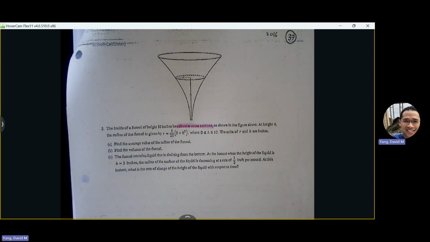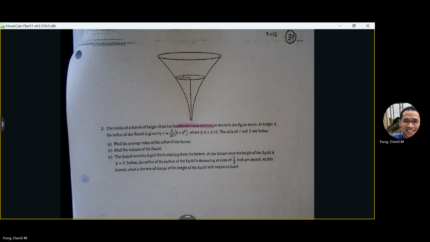At height h, the radius of the funnel is given by r is equal to 1/20 times the square root of 3 plus h squared, where h is between 0 and 10. Units of r and h are in inches. Find the average value of the radius of the funnel. So part A is not too bad, right? Average value, we can rely on the average value theorem. So start off there. This is non-calculator.